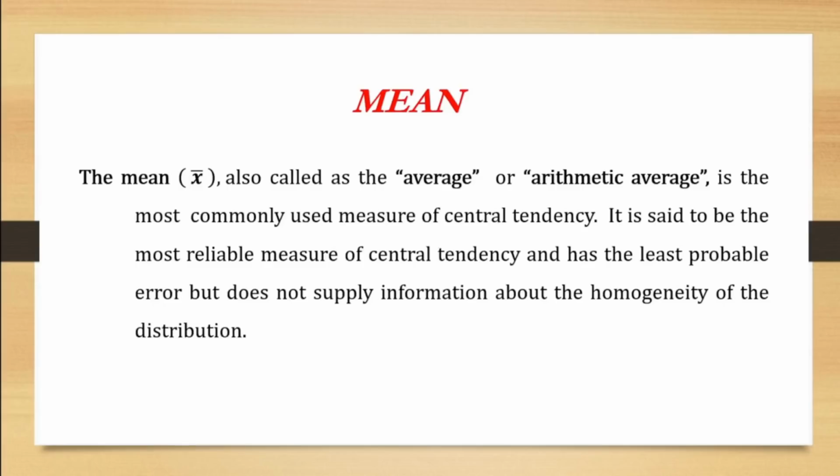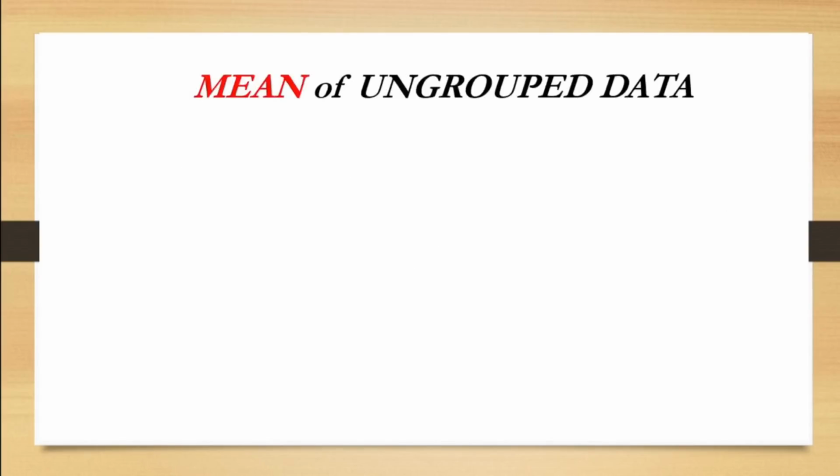The mean, represented by this symbol, the bar X, also called as the average or arithmetic average, is the most commonly used measure of central tendency. It is said to be the most reliable measure of central tendency and has the least probable error but does not supply information about homogeneity of the distribution. How to find the mean of ungrouped data.